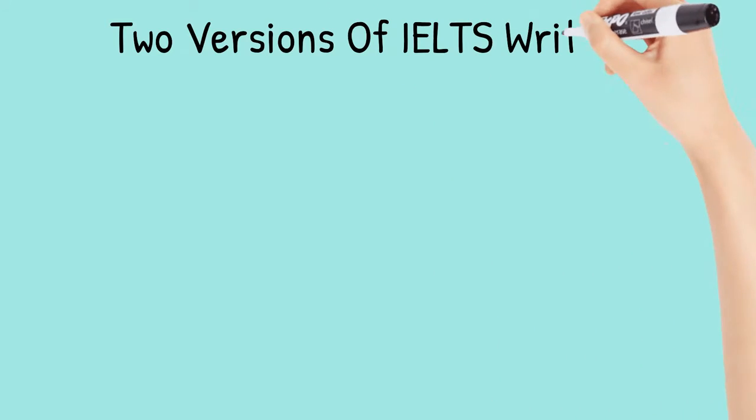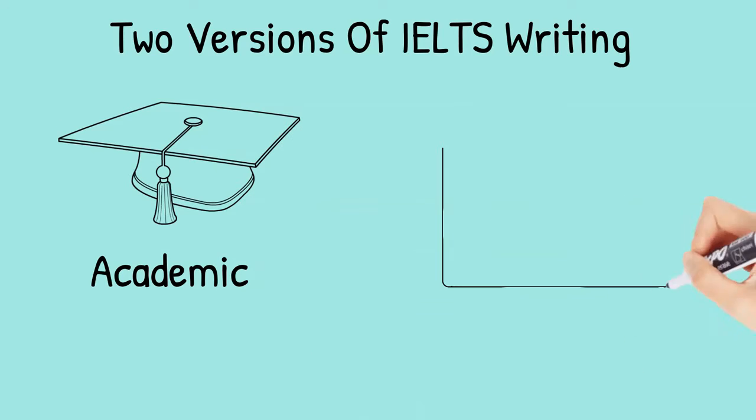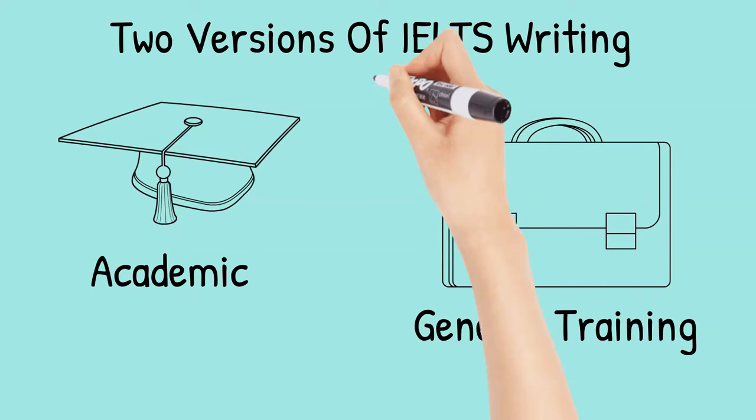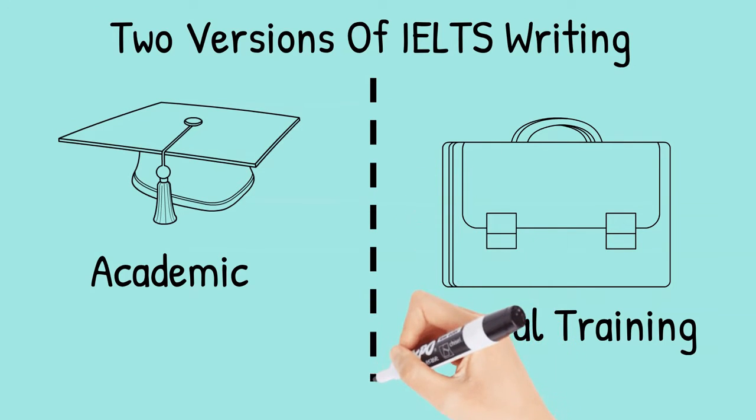There are 2 versions of the IELTS writing test, academic and general training. Task 2 is the same for both tests, but task 1 is different. The main difference is in the style of question and the type of language required to answer it. Let's have a look at the detailed outlines of the 2 versions of the test.